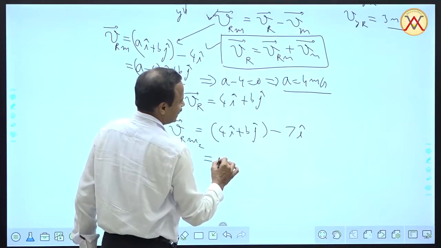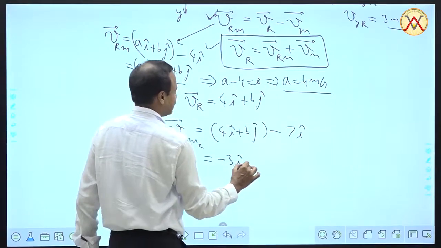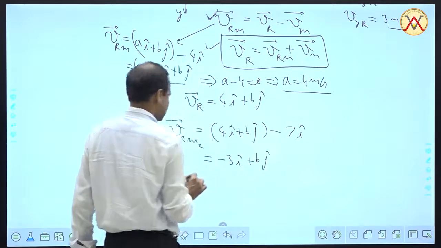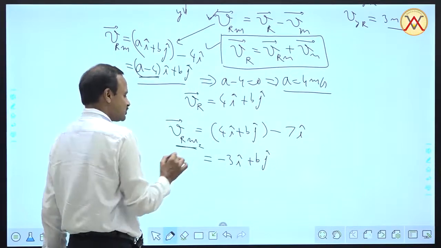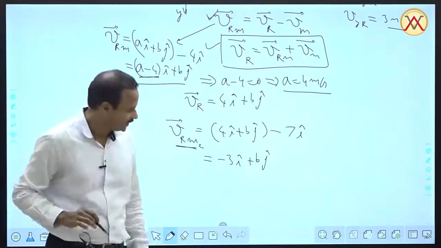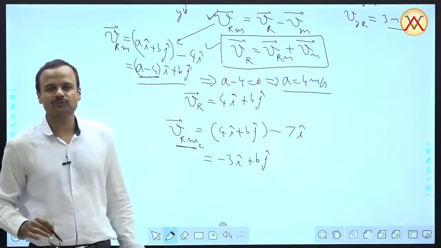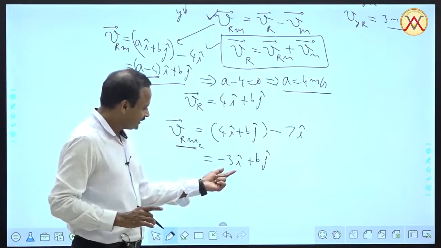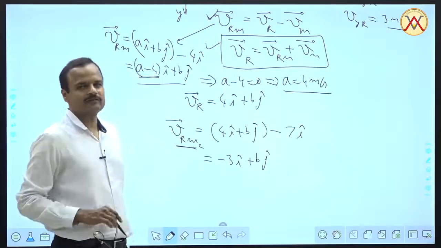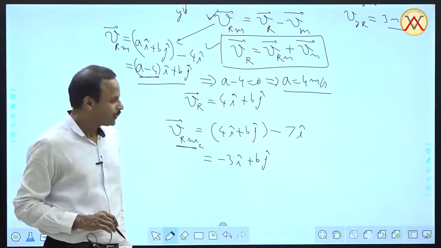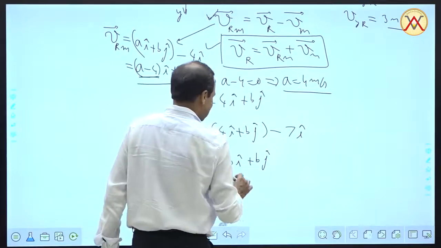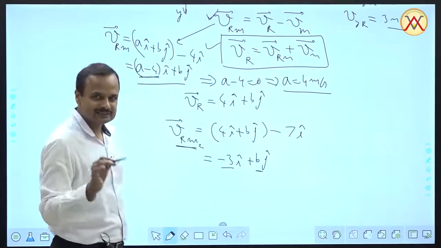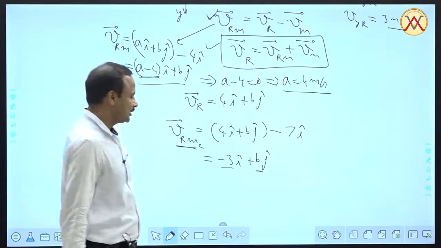This easily becomes -3 i cap + B j cap. So this is the velocity of rain with respect to man in the second case. We have some information about this vector also. The problem says that this vector is making an angle of 45 degrees with the vertical. That means that this component and this component of velocity must have the same magnitude.